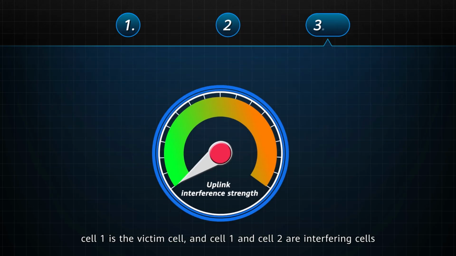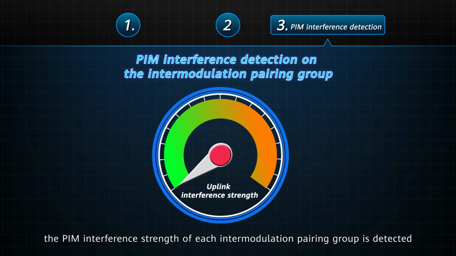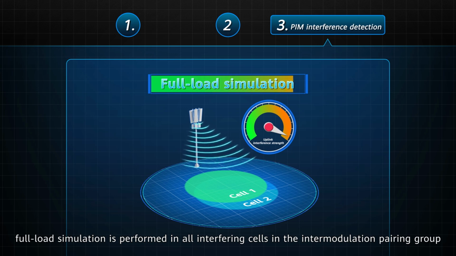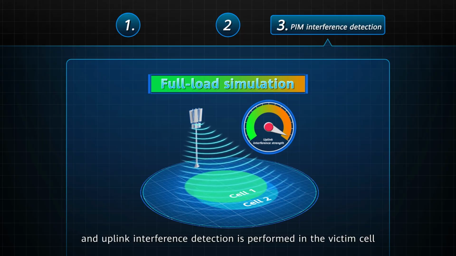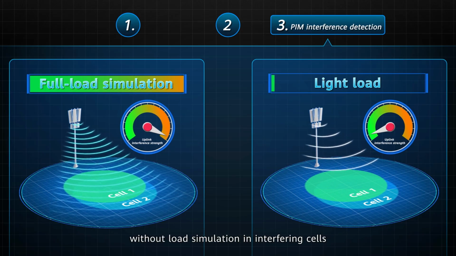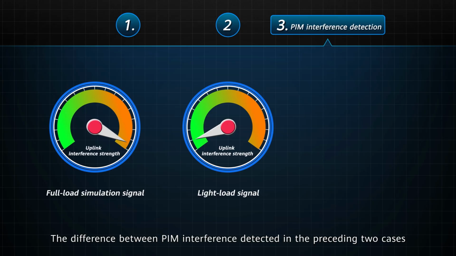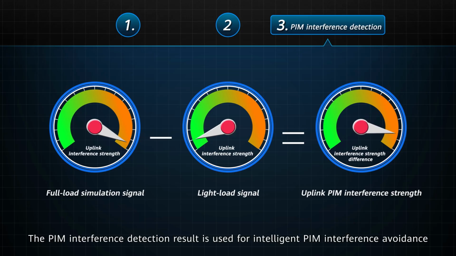For example, in this intermodulation pairing group, cell 1 is the victim cell, and cell 1 and cell 2 are interfering cells. Finally, during off-peak hours, for example, in the early morning, the PIM interference strength of each intermodulation pairing group is detected. Specifically, full load simulation is performed in all interfering cells in the intermodulation pairing group to stimulate the strongest PIM interference, and uplink interference detection is performed in the victim cell. Then, uplink interference detection is performed in the victim cell without load simulation in interfering cells. The difference between PIM interference detected in the preceding two cases is the uplink PIM interference strength. The PIM interference detection result is used for intelligent PIM interference avoidance.